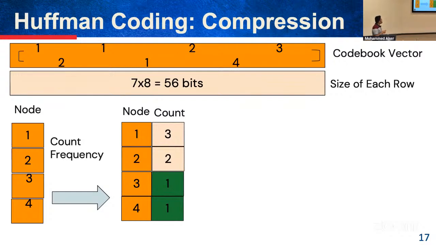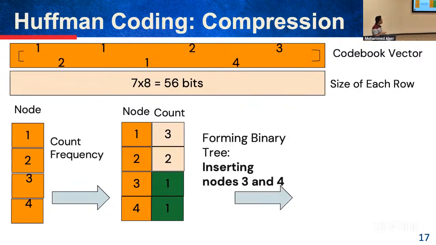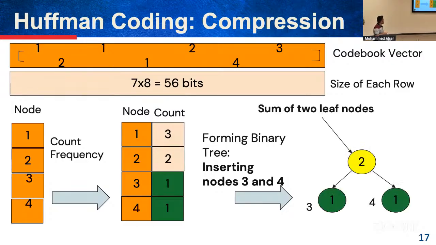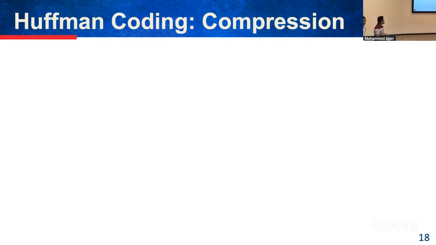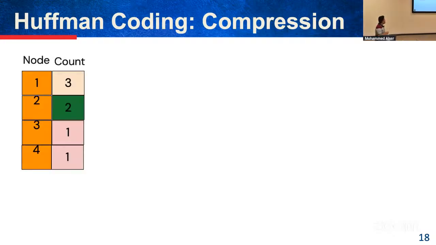So the step is: we have nodes, for example unique values 1, 2, 3, 4. We have counts: 1 occurs 3 times, 2 occurs 2 times, 3 occurs 1 time, and 4 occurs 1 time. Okay. So go back.